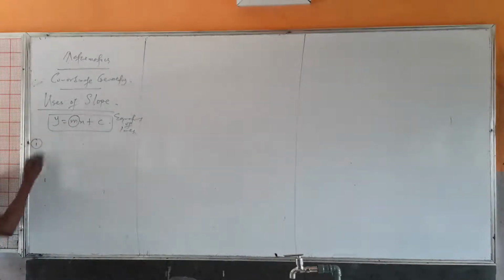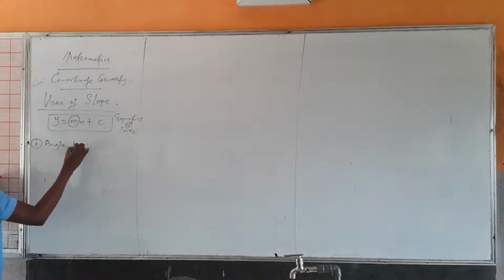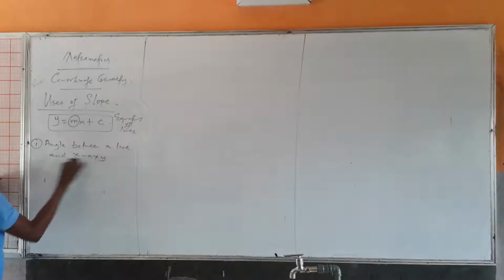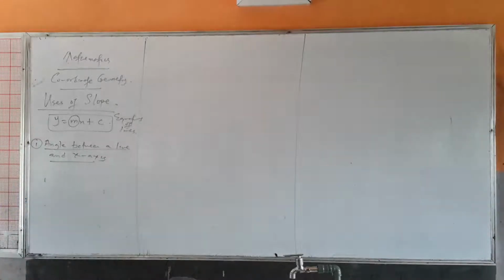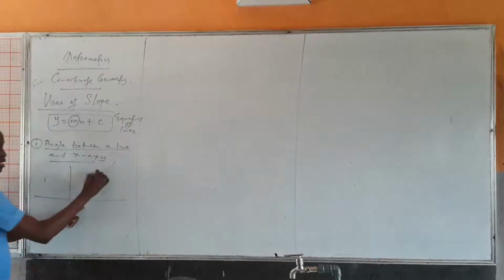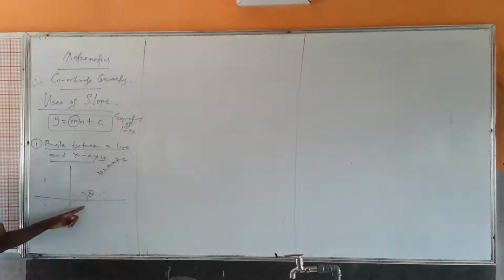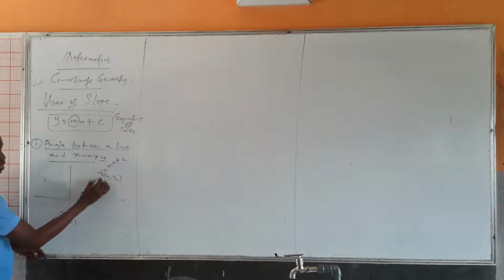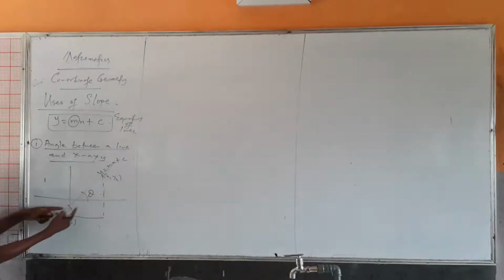One of the things we use slope for is to find the angle between a line and the x-axis. What is the angle between a line and the x-axis? How do we get it? If you have a line that makes an angle of theta, the line is y equal to mx plus c, and this point here is x1, y1 and this point here is x2, y2, the angle which you have here is the same as the angle you have here. And this angle can be obtained as the tangent, opposite over adjacent.